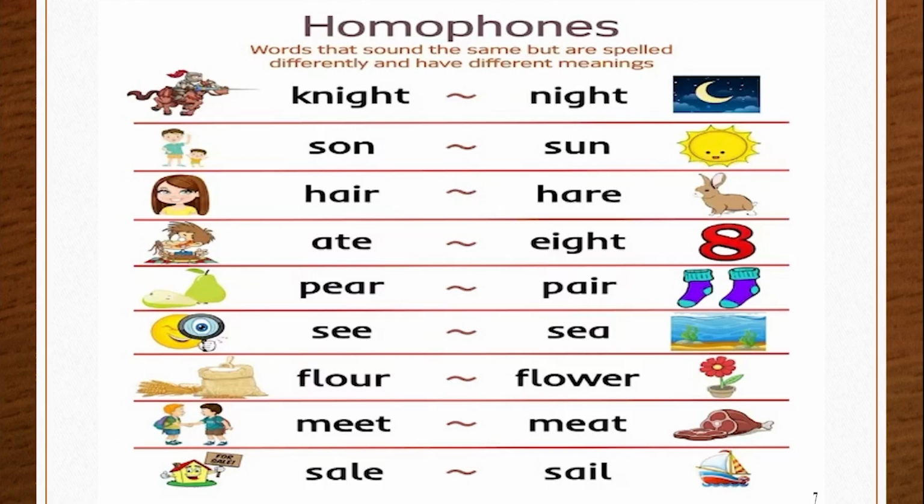See means to look, and sea, on the contrary, means a water body. Flour means something that we eat, and flower basically means a flower that grows on the plants. Meet, to meet someone, and meat also means flesh. Sale means to sell something, and sail means to sail on a ship. So these are homophones which are very commonly used. We'll be discussing the advanced versions of these with some of the related concepts in the lecture today.